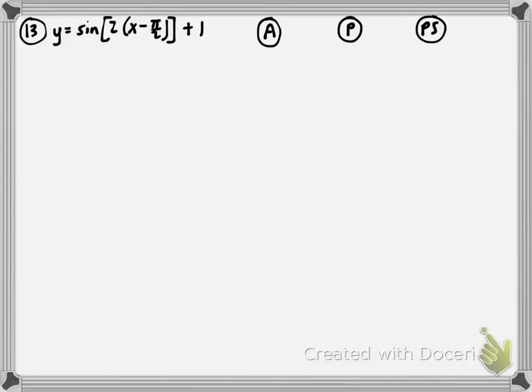So number 13, we see the first problem that we finally have this plus 1 out here. That's our vertical shift. So we're going to do everything the exact same way, but shift the final graph up 1 unit. Okay, and that just gives us a little extra variety here. So amplitude of 1, period is 2 pi over 2, which is pi. We have a phase shift of pi over 2 radians to the right, and once we're done with that, we're just going to go up 1 unit. Okay, so no big deal.